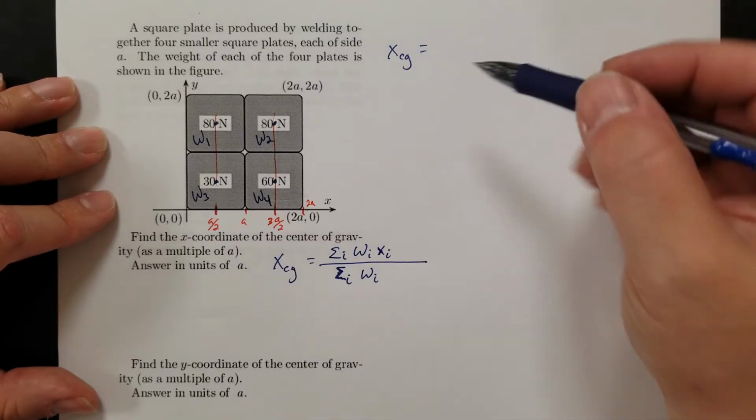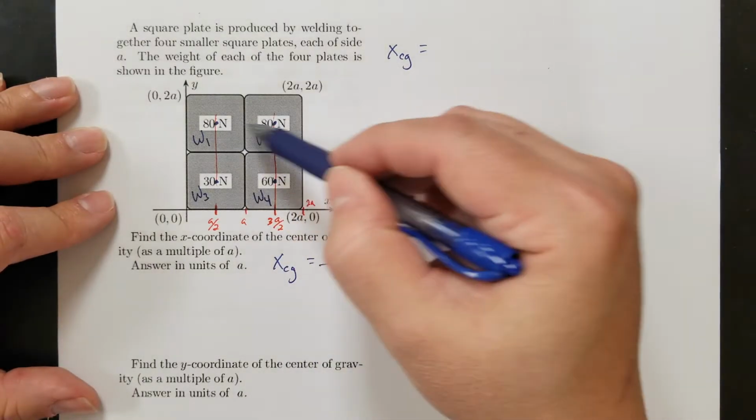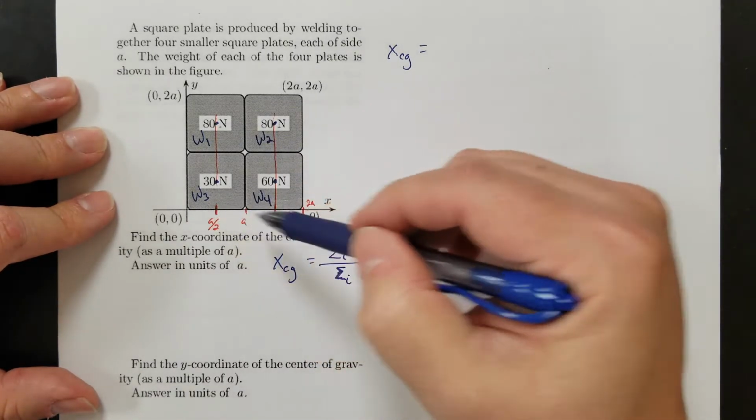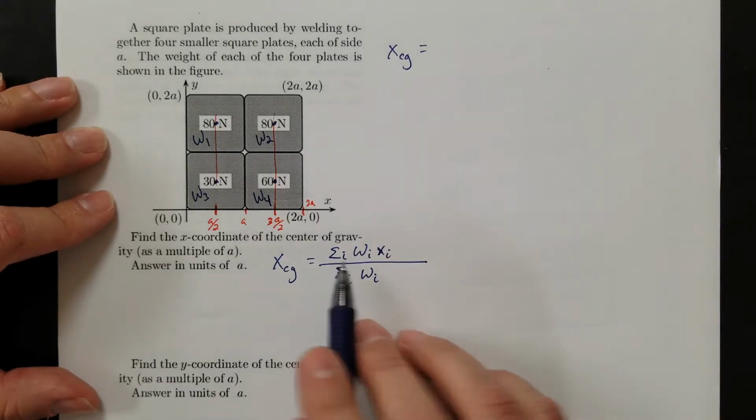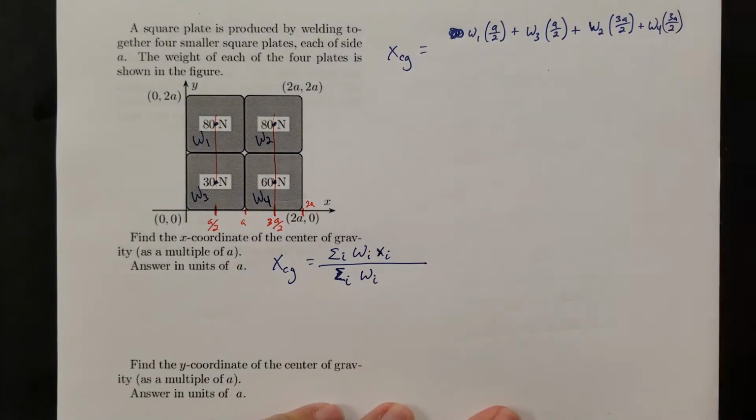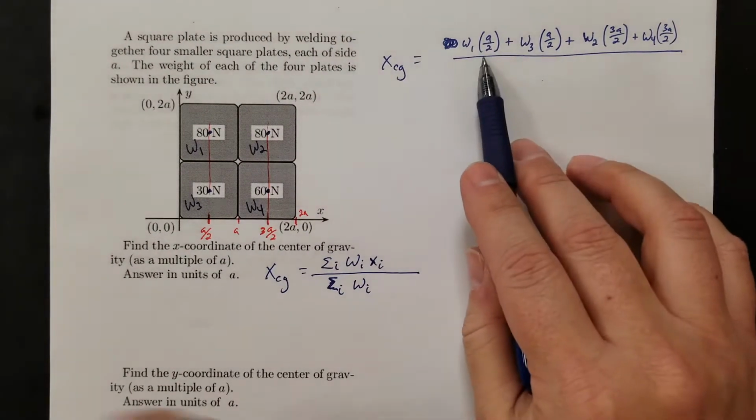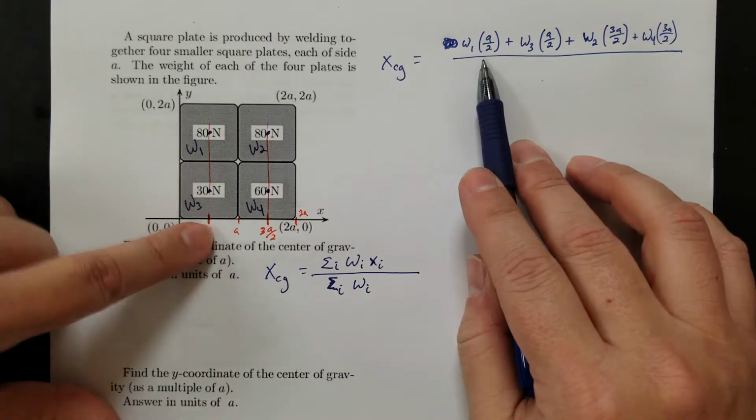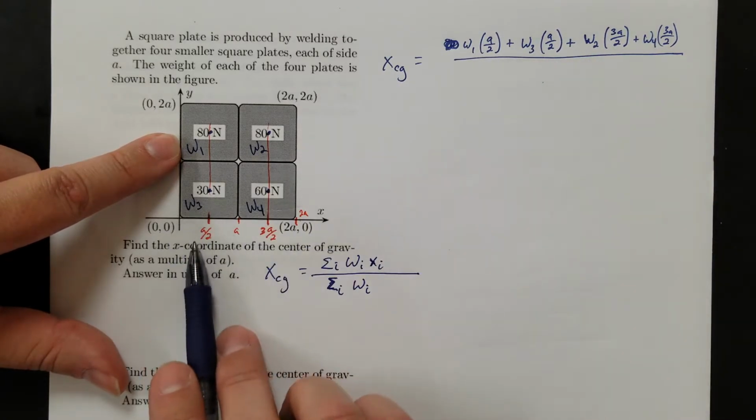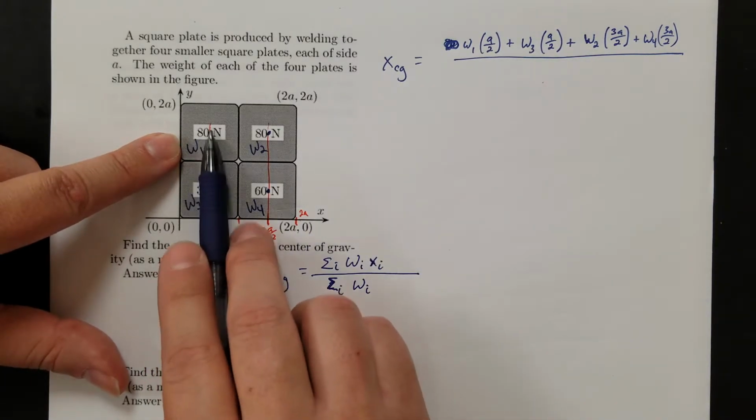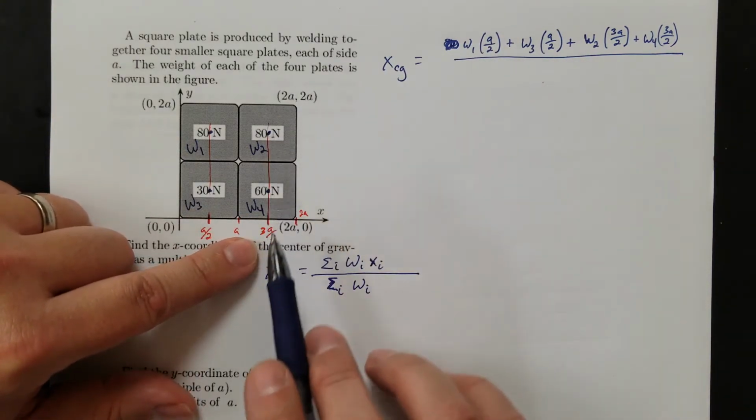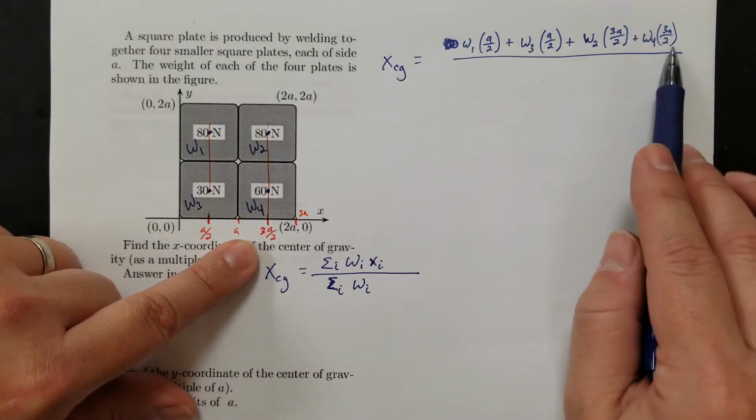I'm basically going to multiply each one of these by where its x center of gravity component is, either a over 2 or 3a over 2, and I'm just summing them up. That's what that means. So here I go. I've got my numerator now. W1 times a over 2, its x component is a over 2. W2 is at 3a over 2. I did my a over 2's together and my 3a over 2's together. So W1 and W3 both get multiplied by a over 2, and 2 and 4, they're further away, so they're getting multiplied by 3a over 2.